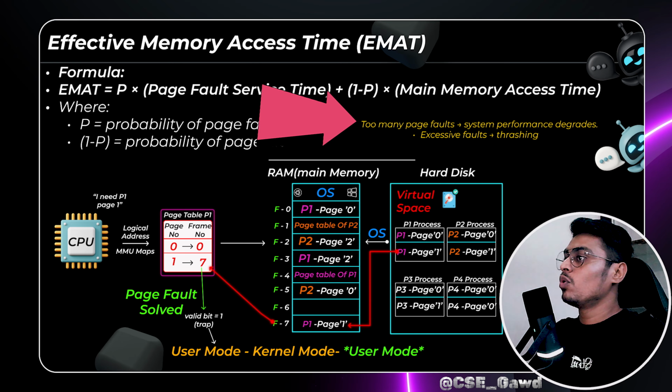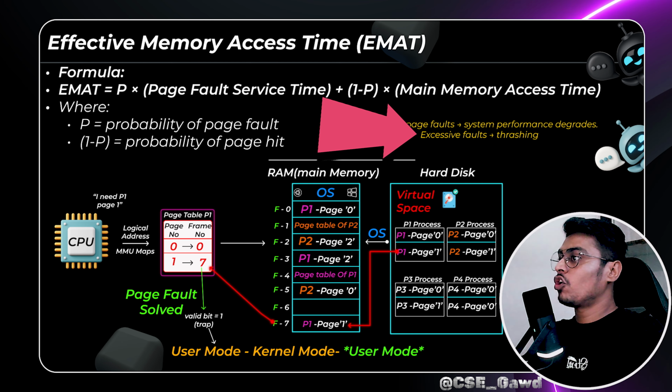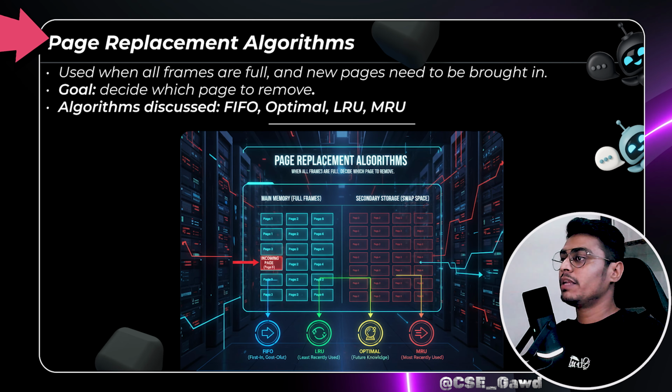This is why the goal of any virtual memory system is to minimize page faults and maximize page hits for better overall system performance. Too many page faults can lead to a condition called thrashing, which we will discuss at the end of this video. Now, moving forward to page replacement algorithms.